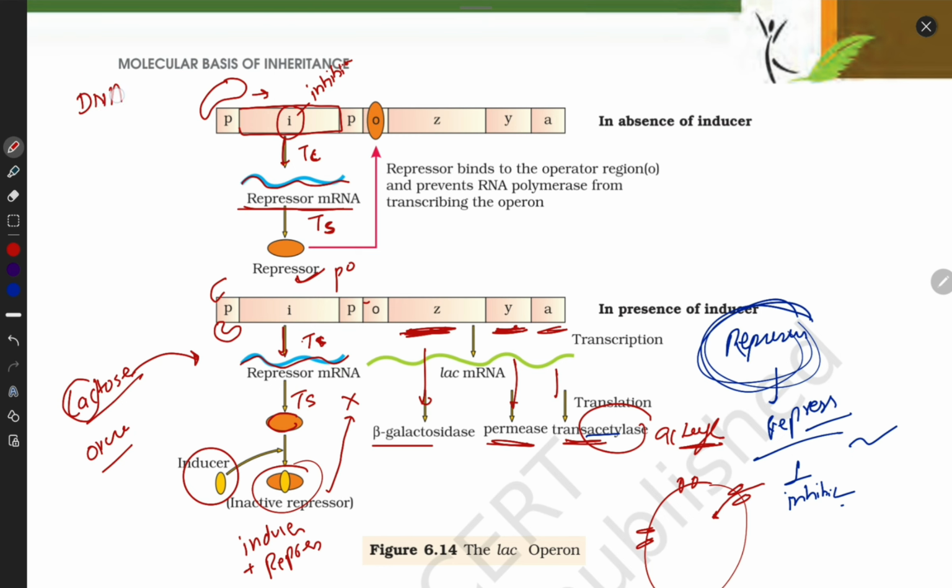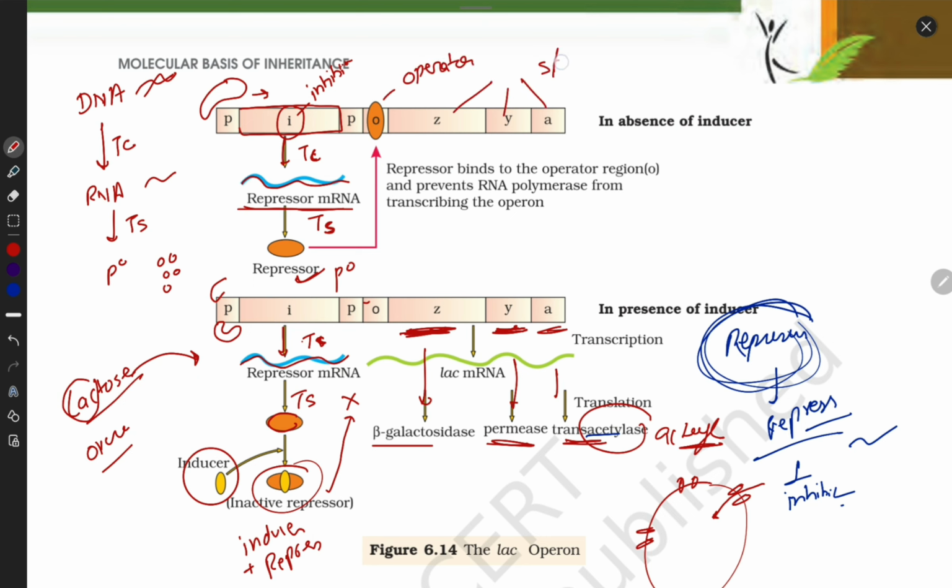DNA, with the help of transcription, makes RNA. With the help of translation, it makes protein. DNA is double stranded, RNA is single stranded, and proteins are globular in size. Next is the operator, and these are the structural genes.